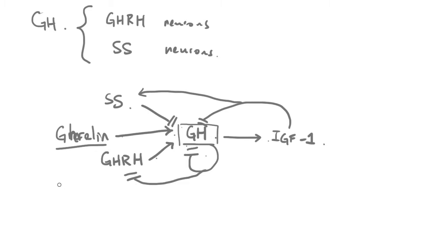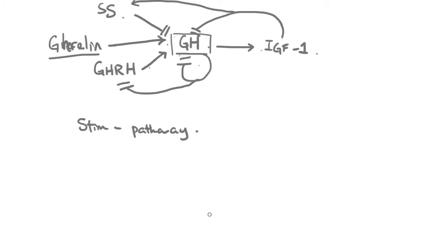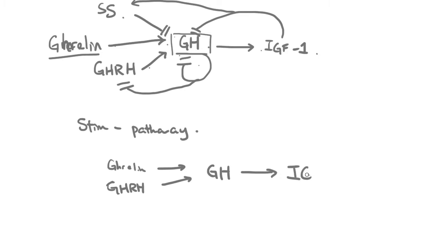So for you guys to memorize, I would suggest that you memorize the stimulatory pathway and the inhibitory pathway separately. So if we look at the stimulatory pathway, we have ghrelin, GHRH. They both activate GH, and GH stimulates the release of IGF-1.